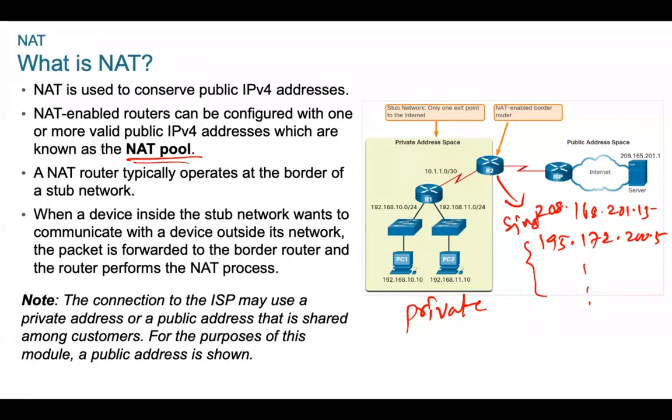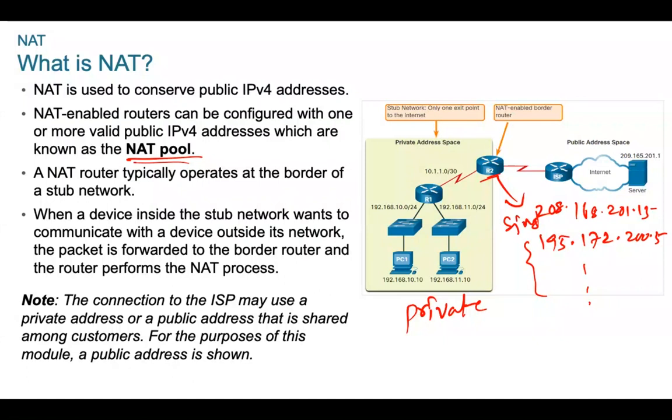Right? So when an internal device sends traffic out of the network, the NAT-enabled router translates the IPv4 address of the device to a public address from the network address translation pool, from this pool. But if they communicate inside, then there is no work for this router, because all the packets will be inside the network itself.